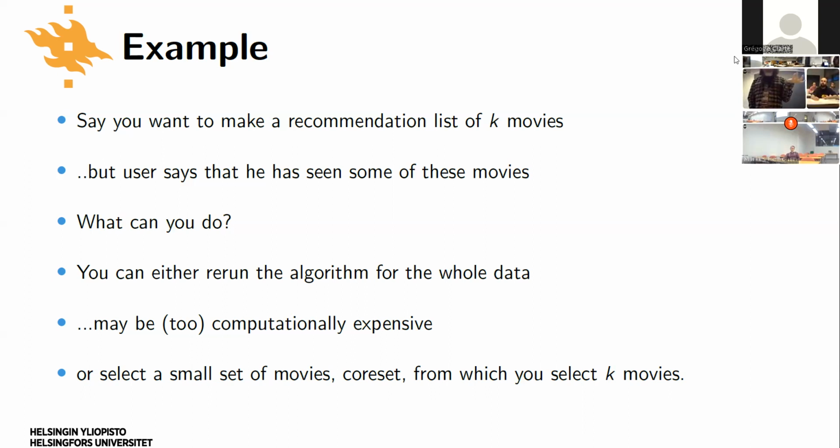That might be expensive. If you have a very large database, you have lots of users, this costs resources. Or another approach, and this is what we are actually looking at, is that you select some small set from your database, essentially some set of movies. This set of movies will be much larger than K, but also much smaller than the original database. And then from that list, you actually make your selection.